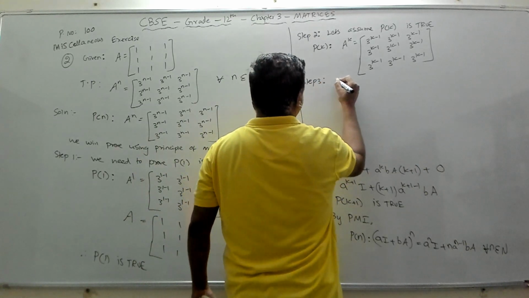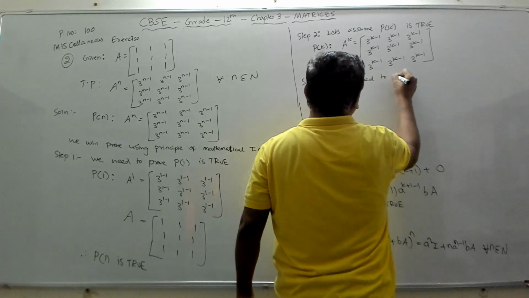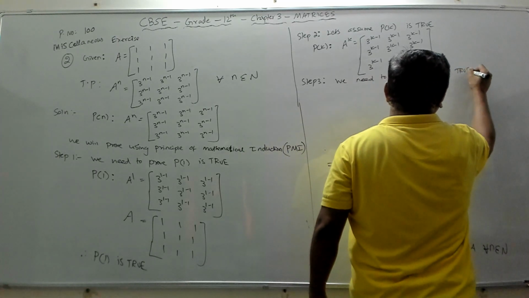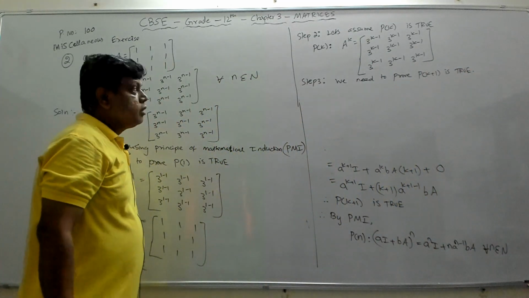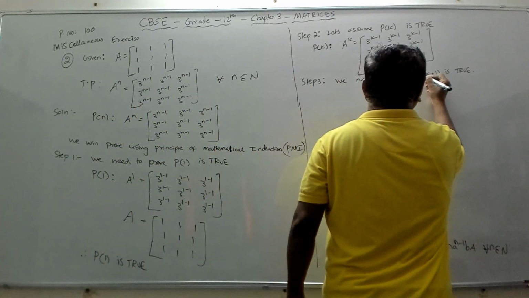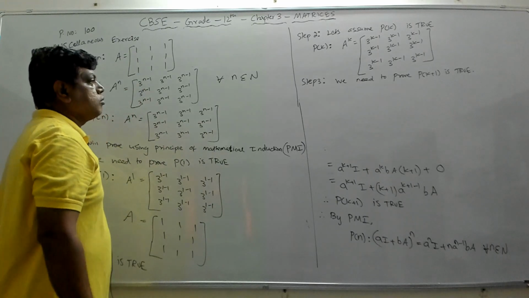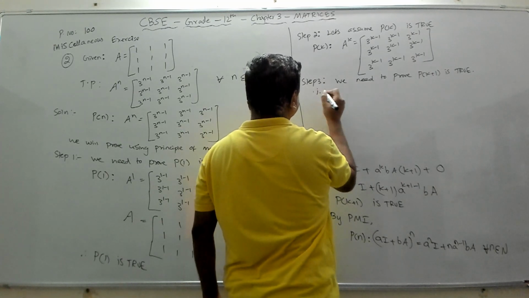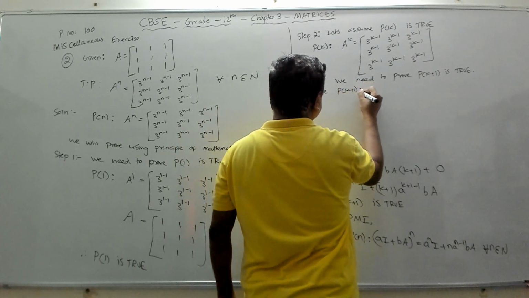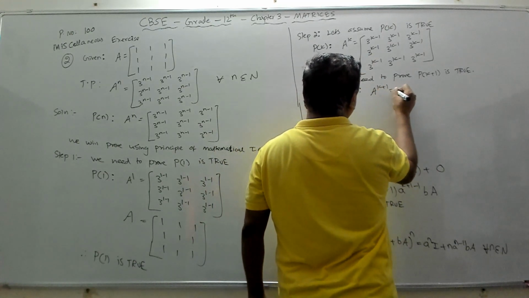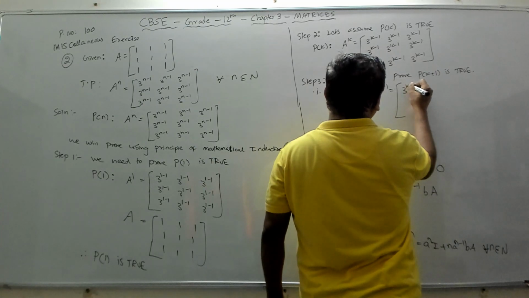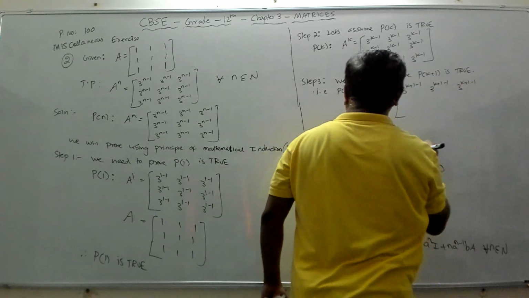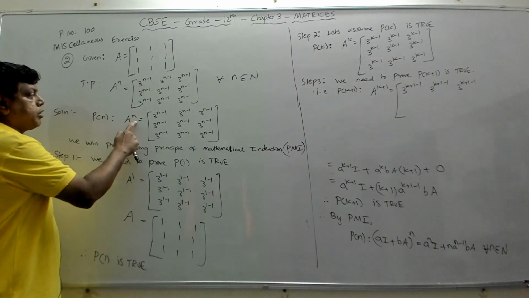is we need to prove P of k plus 1 is true. We need to prove this. That is, I.E., what is the P of k plus 1 statement? That is a power k plus 1 equal to, we should show it as 3 power k plus 1 minus 1. So wherever n is there, you have to put k plus 1.